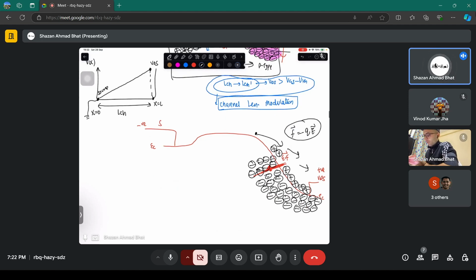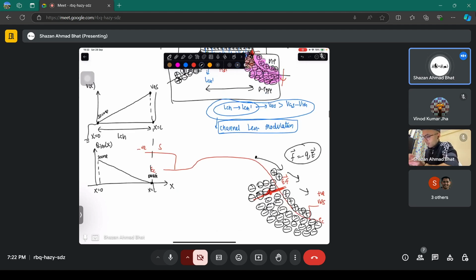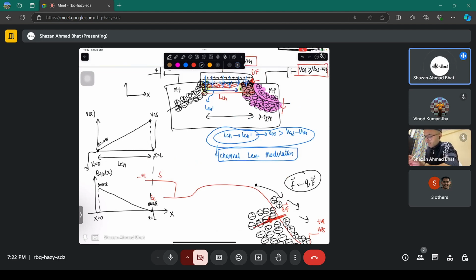This is the potential profile inside this particular channel. And if you have to draw the charge profile inside the channel, it will look something like this, where this is x equals 0, this is x equals L, this is the source end, and this is the drain end. And this is Q, the inverted charge, as a function of x. Considering x to be in this direction, let's say this is the y direction.